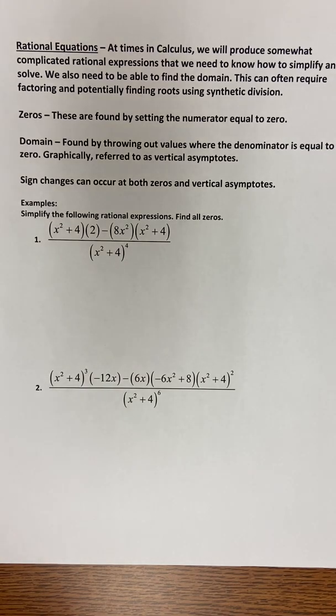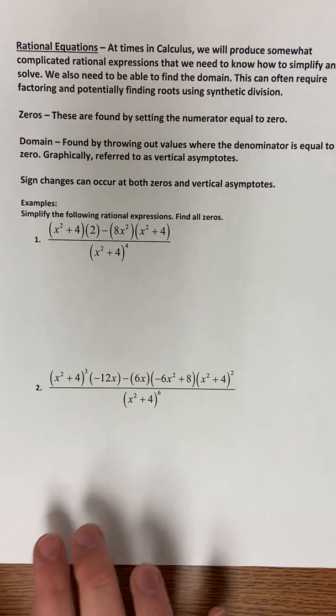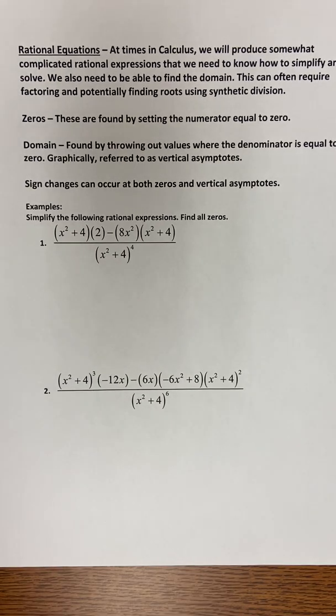So we're just going to start with a pretty simple clean up of rational expressions. I'm going to leave number 2 for you guys, and we'll just talk through number 1. Simplify the following rational expressions and find all zeros. So we've got (x squared plus 4) times 2 minus 8x squared times (x squared plus 4), over (x squared plus 4) to the 4th.